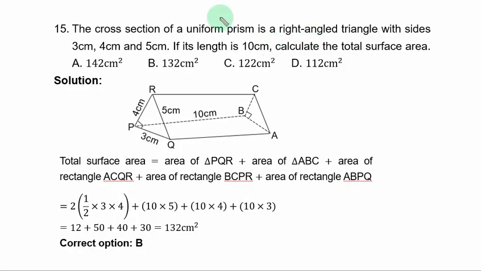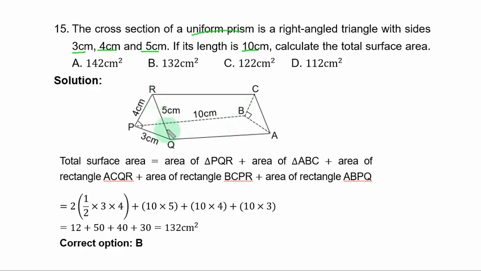Question 15. The cross section of a uniform prism is a right angle triangle with sides 3 cm, 4 cm, and 5 cm. If its length is 10 cm, calculate the total surface area. This is the structure for a prism.